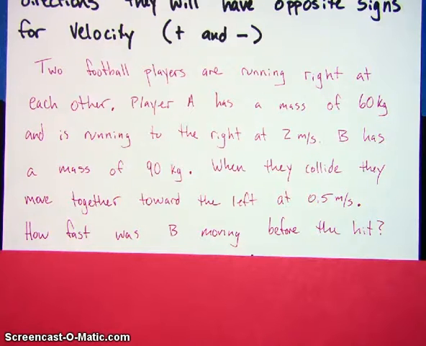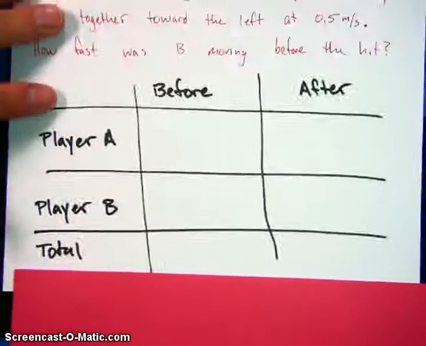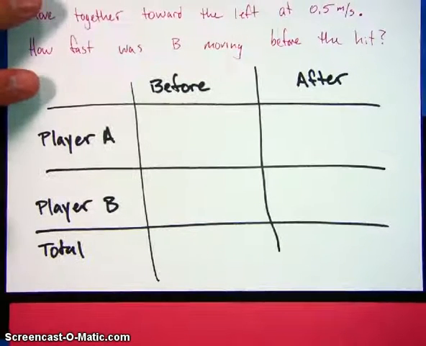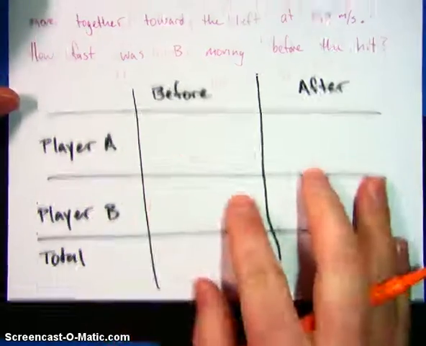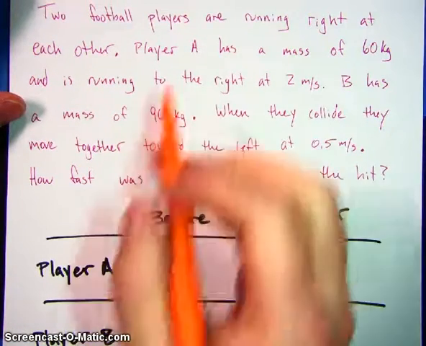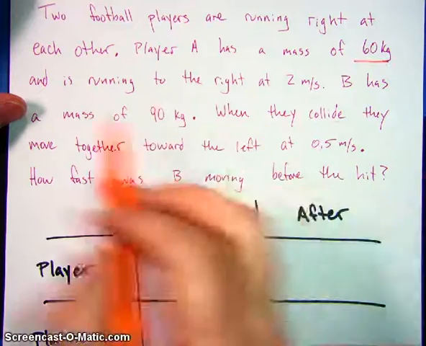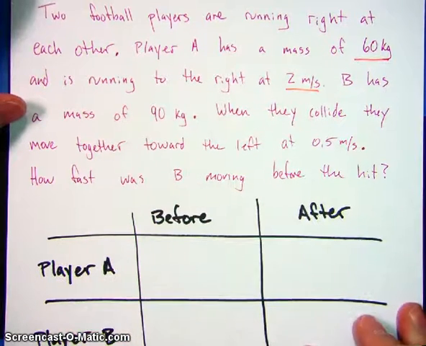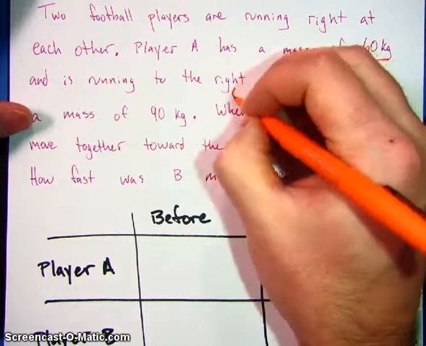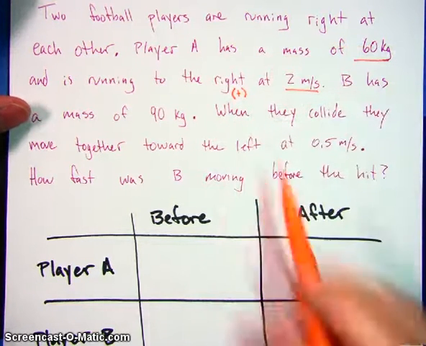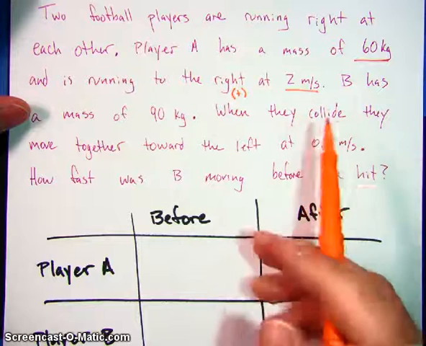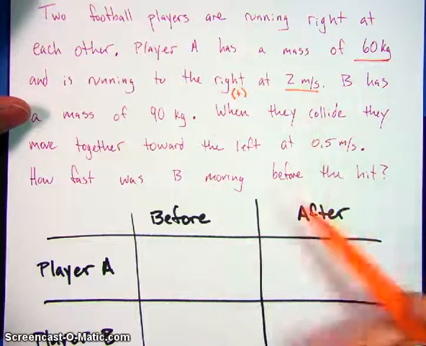So just like the last one, we're going to set up a before and an after table, and we are going to start plugging in what we know. So I'm going to grab my first color again, and we're looking for player A before. So it says two players are running right at each other. Player A has a mass of 60 and is running to the right at 2 meters per second. Now I'm going to just arbitrarily decide that going to the right is going to be a positive number. I could have picked it the other way, but I've just decided that the right's going to be positive. You can make it either way and you'll still get a correct answer.